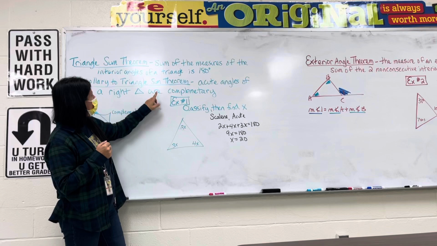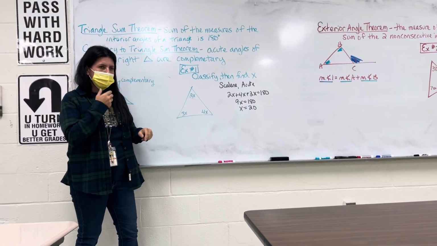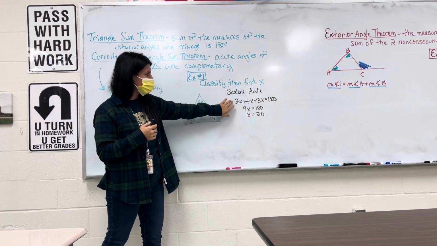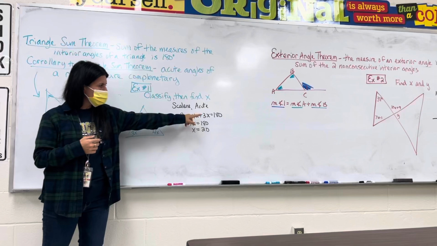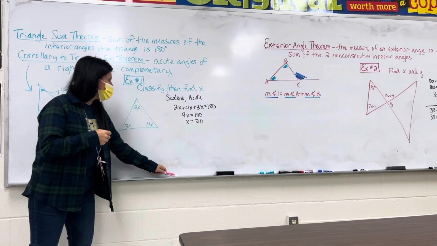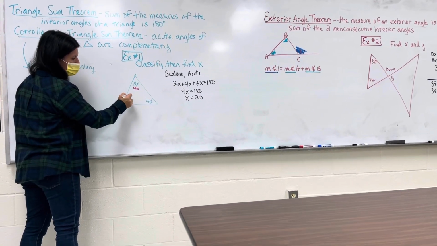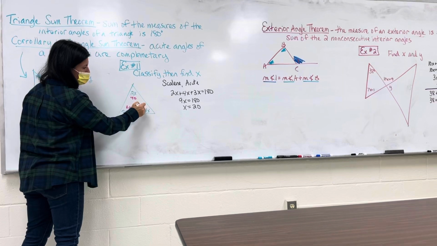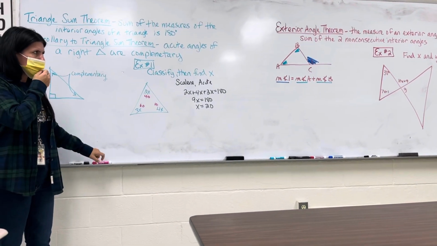So using the triangle sum theorem, we know that all 3 angles have to add up to 180. Using that idea, set up my equation. 3x plus 2x plus 4x equals 180. When I solved it, I found that x is 20, which means when I plug this in, this is 40 degrees, this is 60 degrees, and this one's 80 degrees. That's where I got my acute name from.